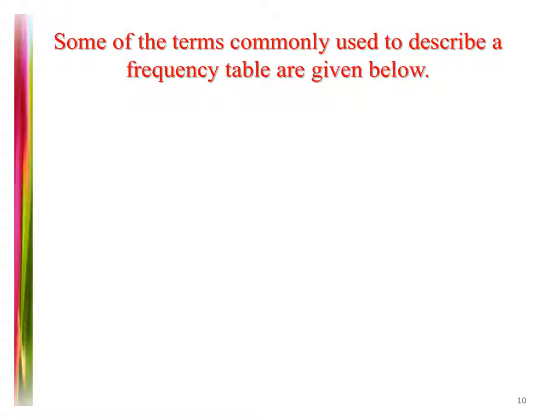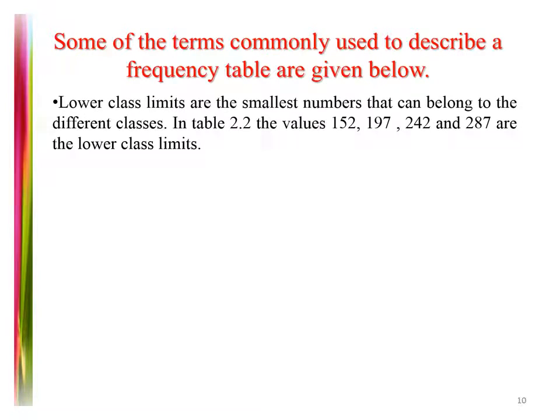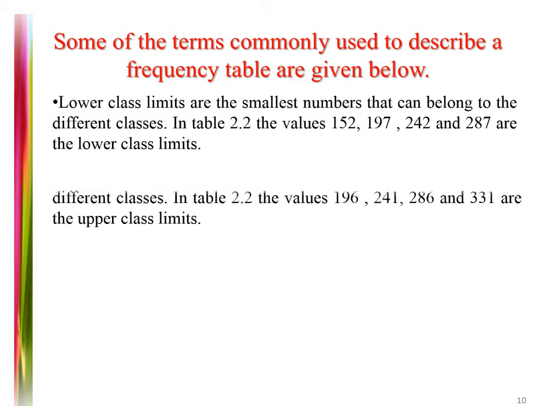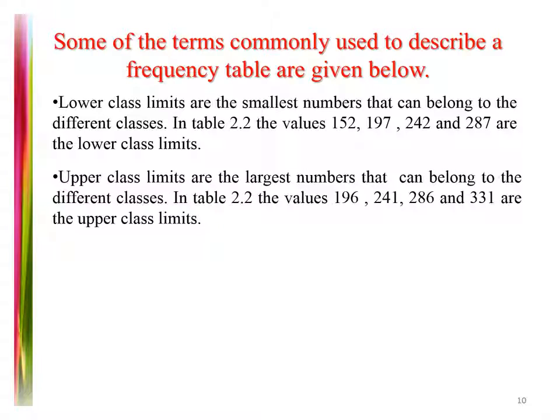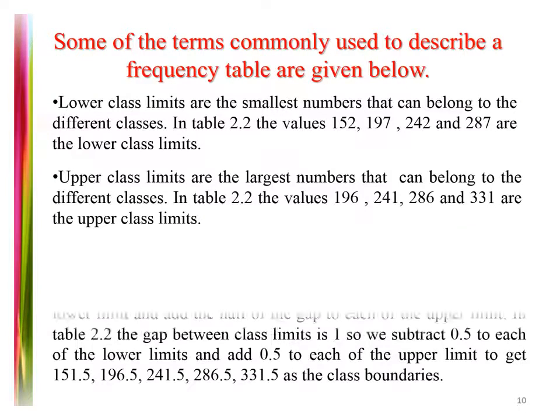Also in this section we have some standard terms used to describe a frequency table, given below. First, lower class limits are the smallest numbers that can belong to the different classes. According to the table, 152, 197, 242 and 287 are lower class limits, and similarly these are the upper class limits: 196, 241, 286 and so on.